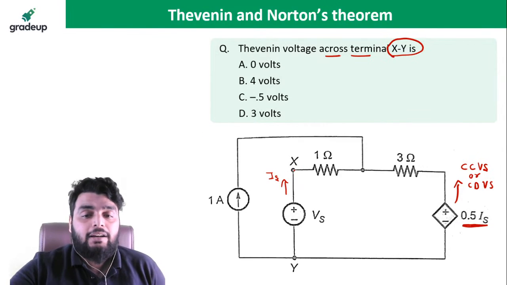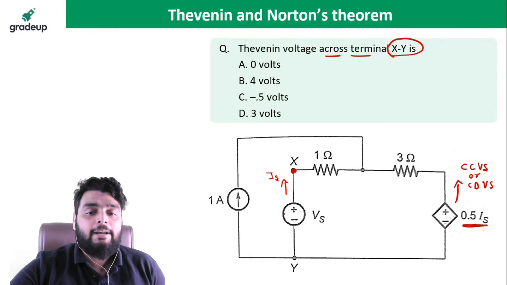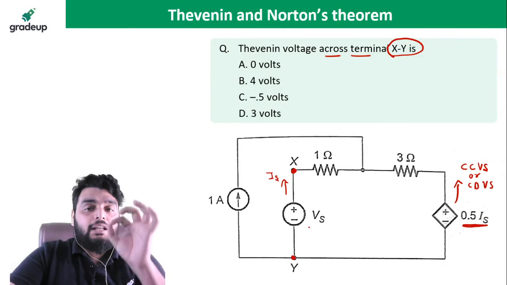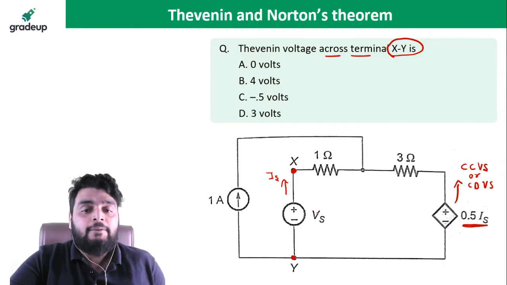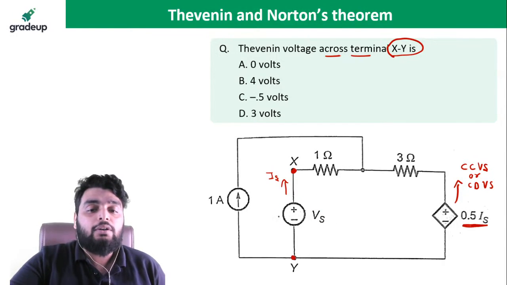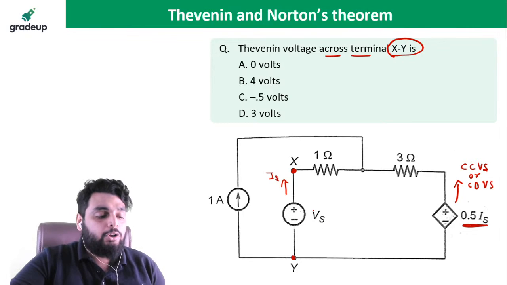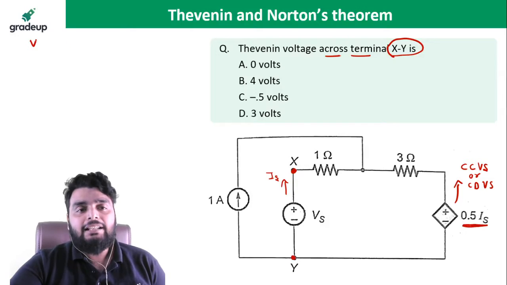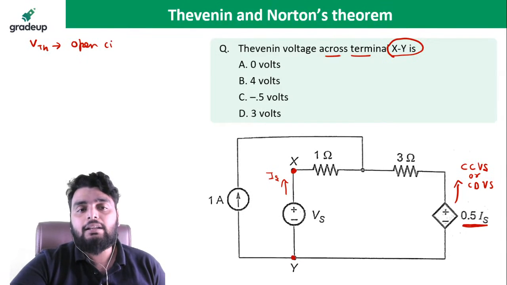What is the voltage across XY? But where is the terminal XY? This is the terminal. And if you look very carefully at this terminal, what is connected? This particular voltage source is connected. And I told you, what is the Thevenin's voltage? I just discussed with you, Thevenin's voltage is the open circuit voltage.